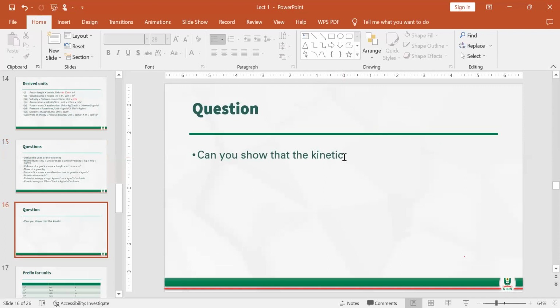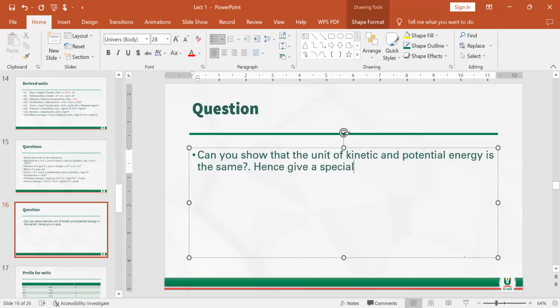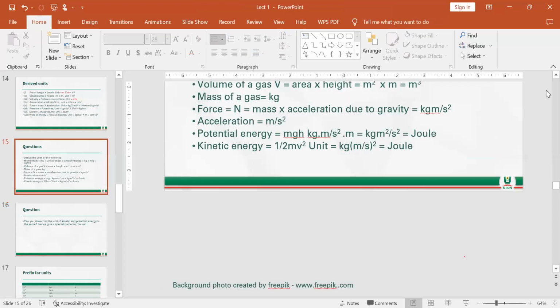So can you show that the unit of kinetic and potential energy is the same? Can you show that it is the same, and give a special name for the unit? Let me just copy the working here.